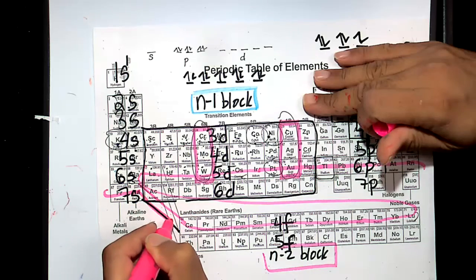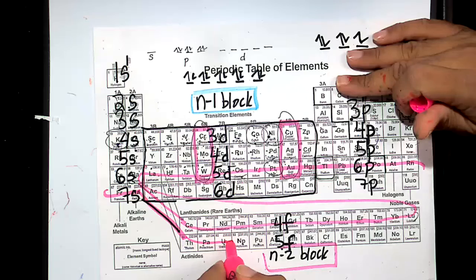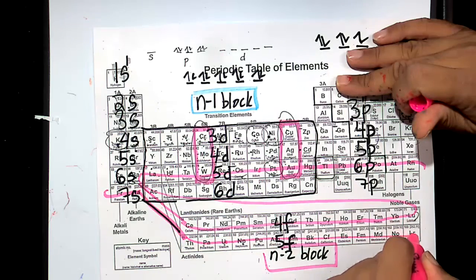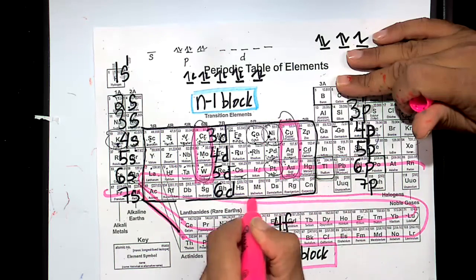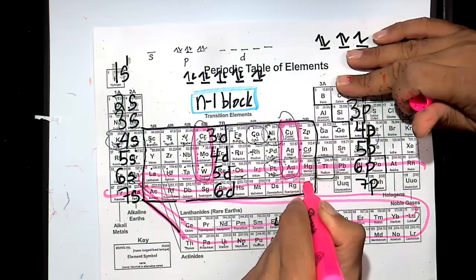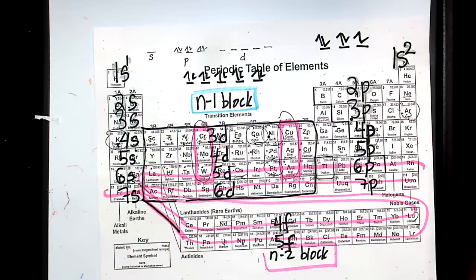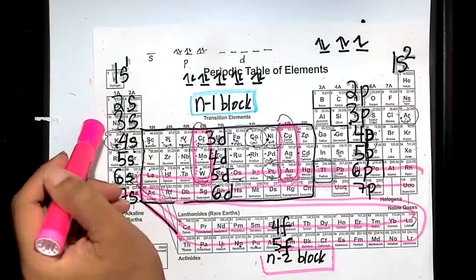Be careful now. After 7s we fill 5f, that's correct. We fill the electrons of 5f. After 5f, we go back and fill 6d, and then after 6d, we fill 7p.